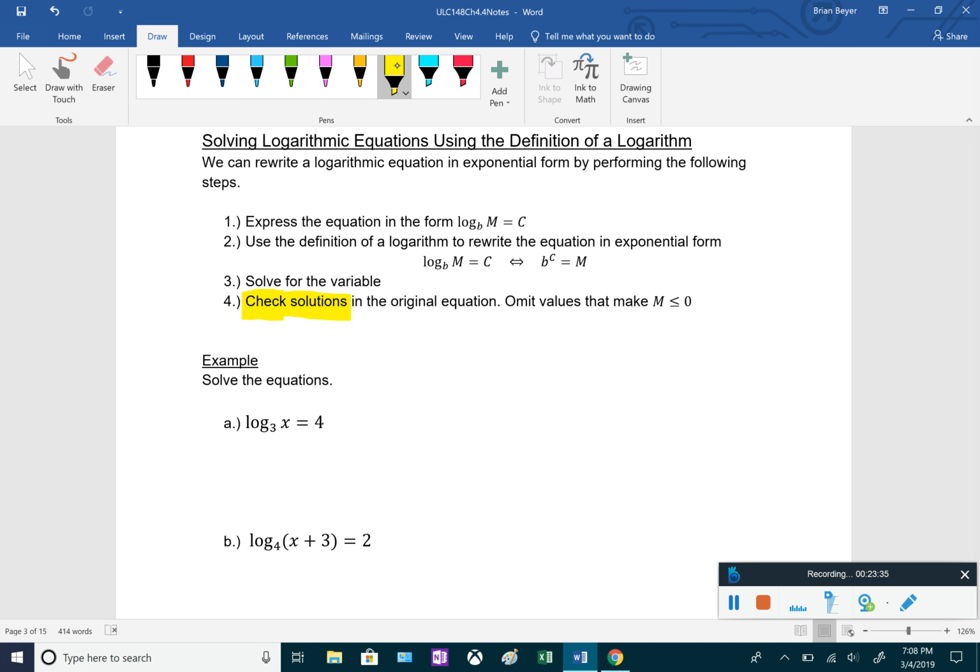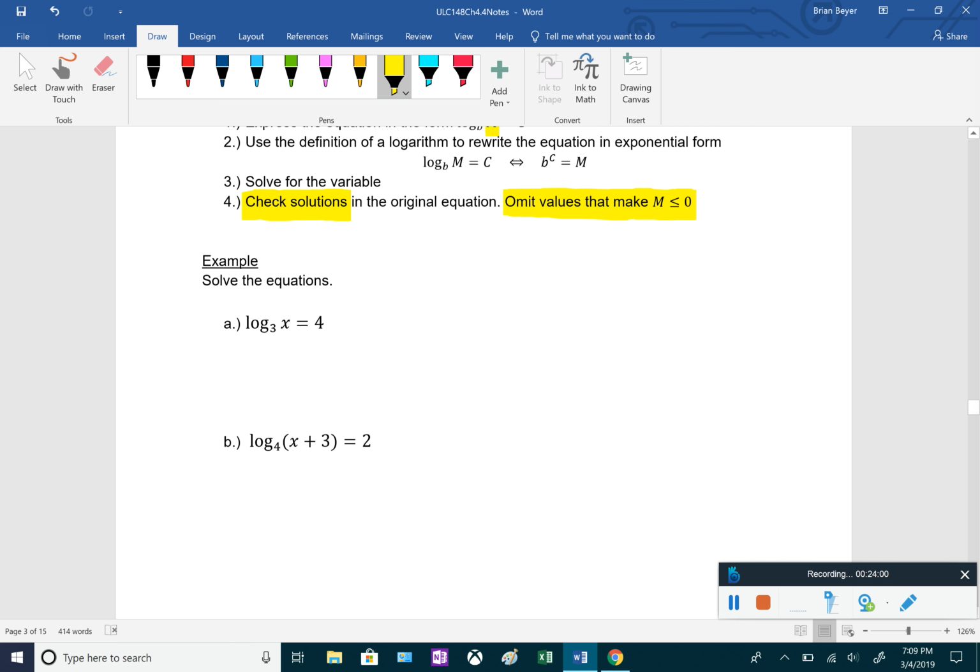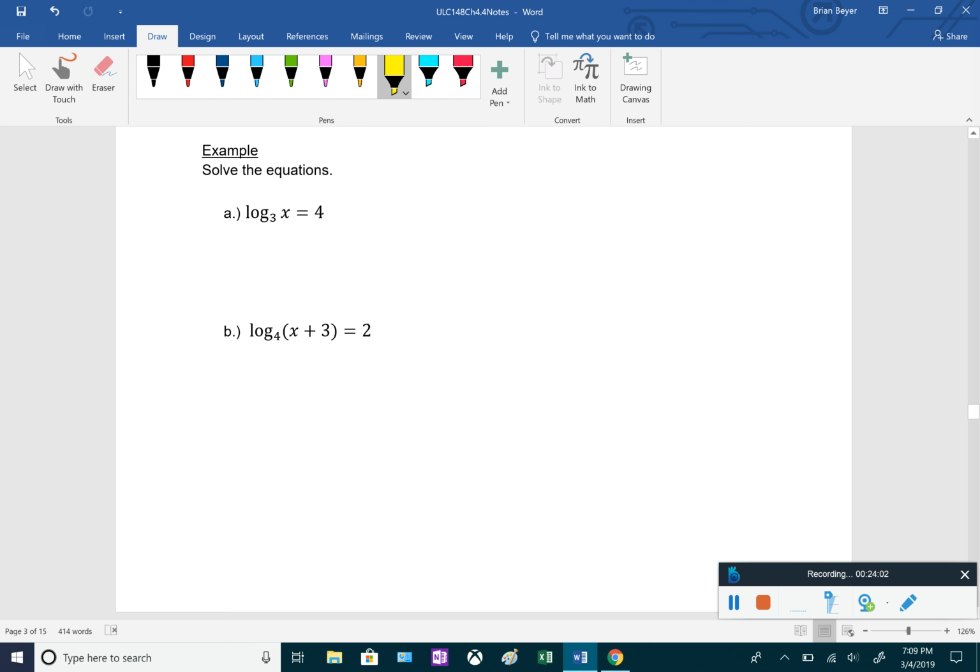solutions. So we didn't have to check them for exponential. I did it once just to show us that we can do it. We have to do it for logs. The reason is we would have to omit values that make this original m, the original input, less than or equal to 0. So that's something to keep in mind. Okay, so let's do some examples.